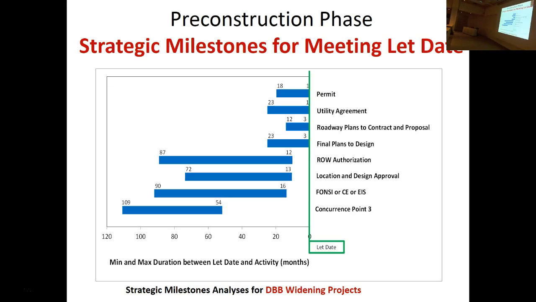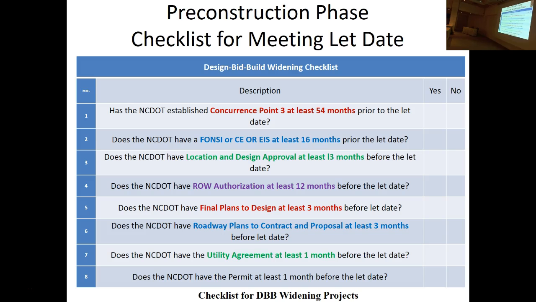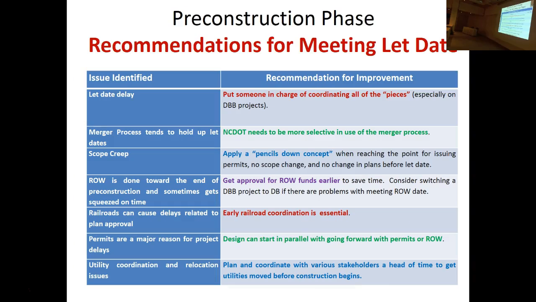design, bid, build, widening projects, and here you can see concurrence point 3, and concurrence point 3 is selecting the alternative. Okay, so they're selecting the alternative anywhere from 109 months to 54 months before the let date. And then you can see the other key activities that they have to meet. And again, we put together a checklist, which you see right here. And some other recommendations for meeting the let date.